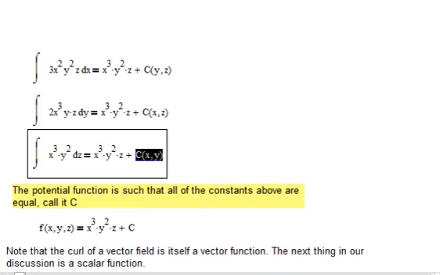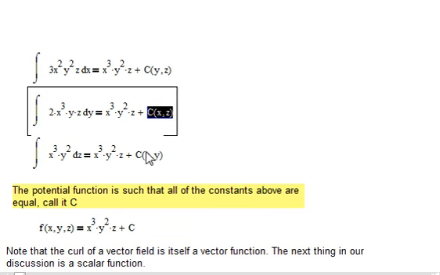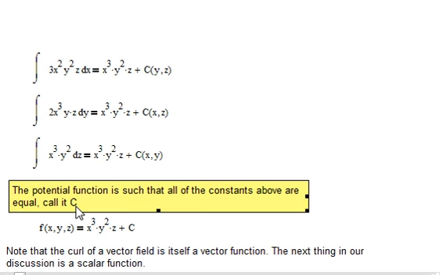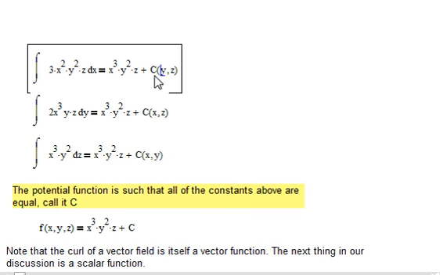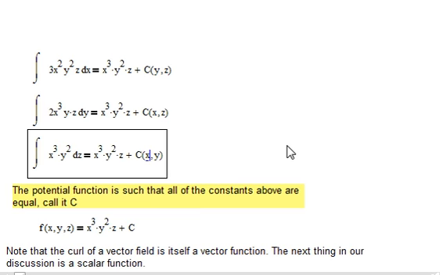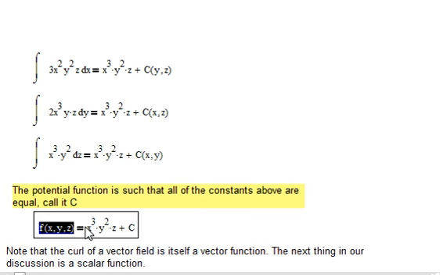So the potential function is such that all these constants are the same. Well, the only way they could be equal is if they're just some constant c, because if this had an x in it, well, it couldn't have an x in it because it's a function of y and z, but if this had a y in it and a z in it, and this one, of course, couldn't have a y. This one couldn't have a z, so not possible. So our potential function is f(x, y, z) equals x cubed y squared z plus some arbitrary constant c that won't come into play if we find the partial derivatives.